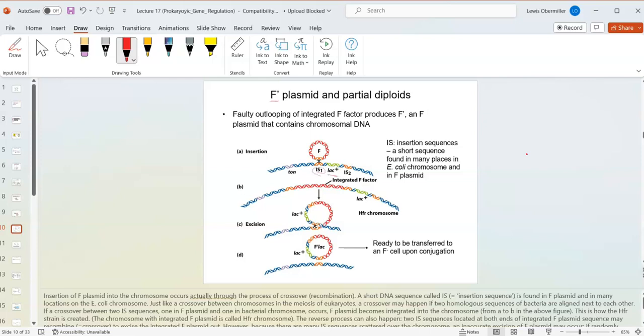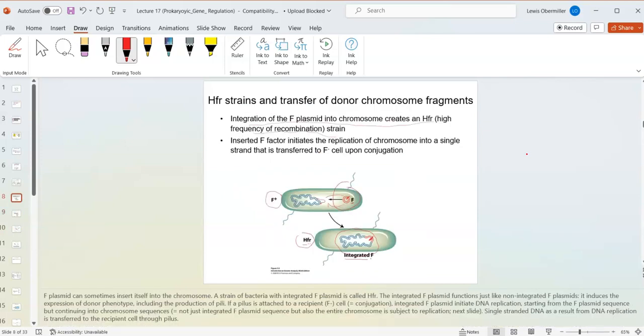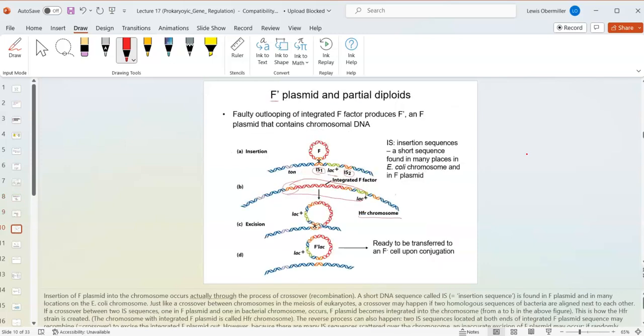This is an insertion sequence. That's what IS means. It's just a short repetitive sequence. And so it's inserting into here. It inserts between the insertion sequences. Now this has become an HFR, right? Because like we said here, when the fertility factor integrates into the main chromosome of the bacteria, it becomes an HFR. So this is just showing you it's inserting next to a lac plus gene in this repetitive sequence, and this part C is the HFR that's been integrated.